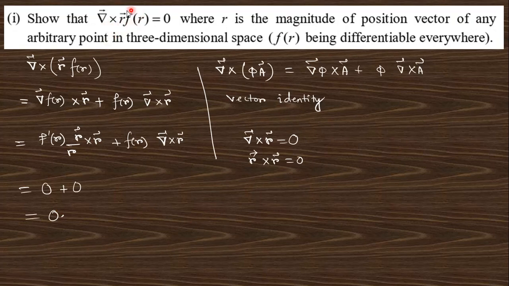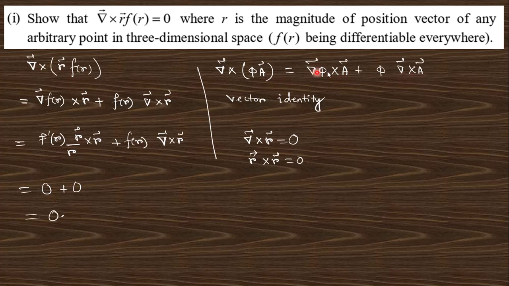So curl of r vector f of r equals 0, where r is the magnitude of the position vector of any arbitrary point in three-dimensional space, and f is the differential function of r. So if you take this identity, curl of phi a equals grad phi cross a plus phi curl of a. Okay.